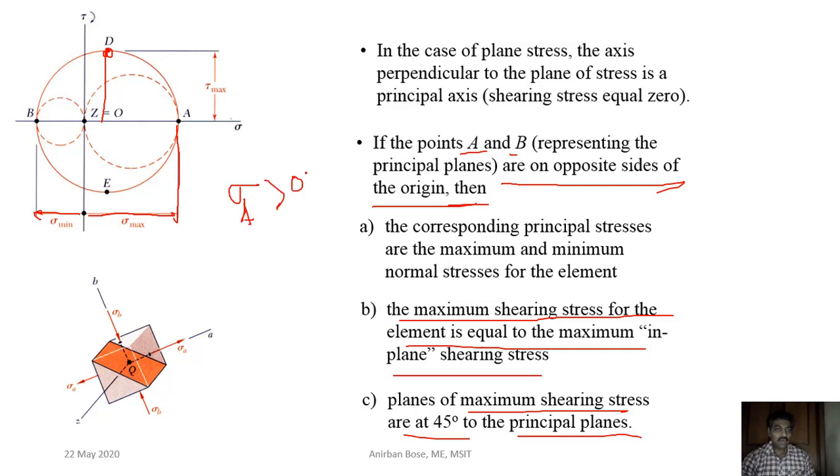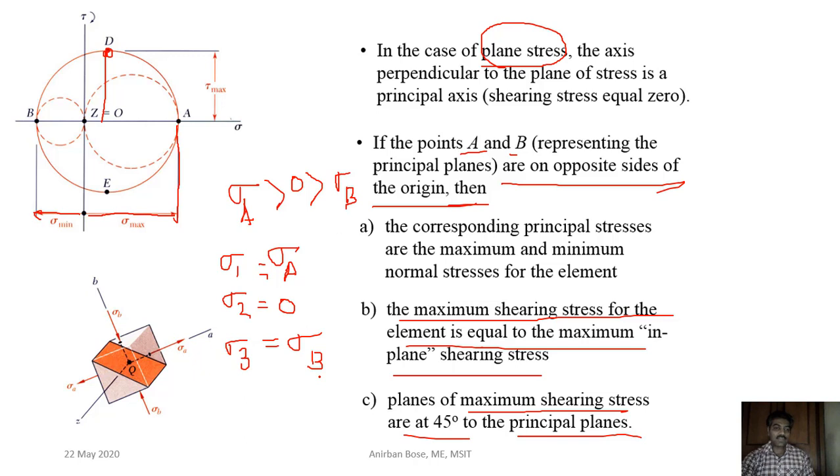Okay. So here in this example, you can see sigma A is greater than 0 but sigma B is less than 0, right? But this is again a plane stress situation. So first we have to find out what is sigma 1, sigma 2 and sigma 3. Sigma 1 is the largest one, that is sigma A. Sigma 2 in that order is 0. And sigma 3 is the smallest one, that is sigma B.